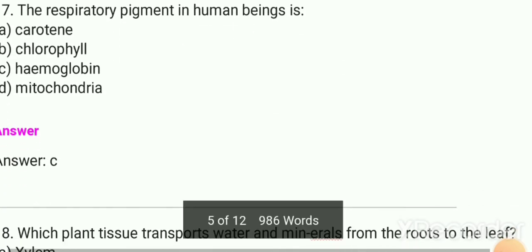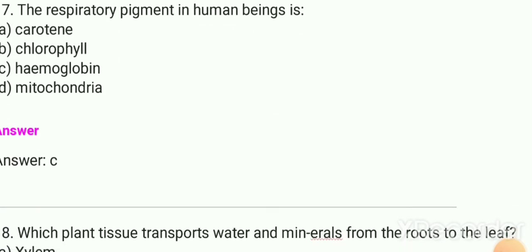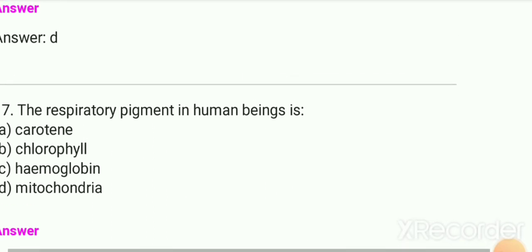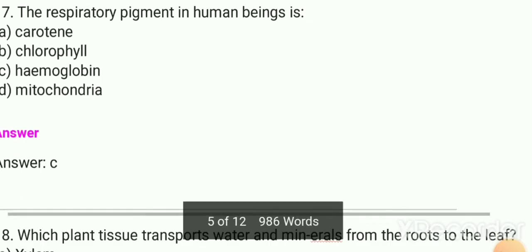Next, the respiratory pigment in human beings is carotene, chlorophyll, hemoglobin or mitochondria? So here the answer will be option C. Option C, that is hemoglobin, is the correct answer, which is a respiratory pigment in human beings.